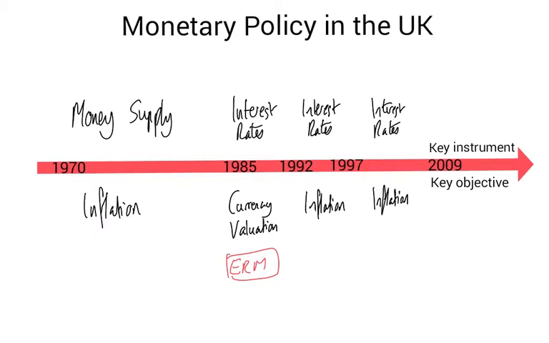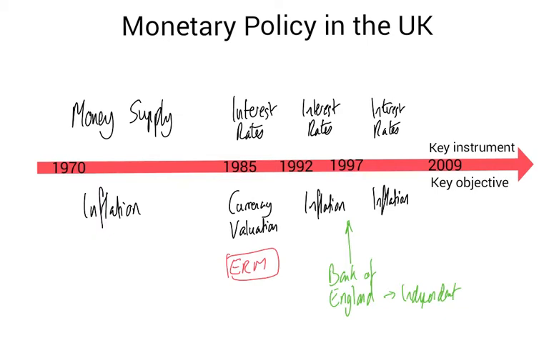The difference was that in 1997, the Bank of England was made independent. So up until that point, it had been part of the government, part of the Treasury. In 1997, it was made independent. The idea was that it would make decisions purely on an economic basis, not a political basis.